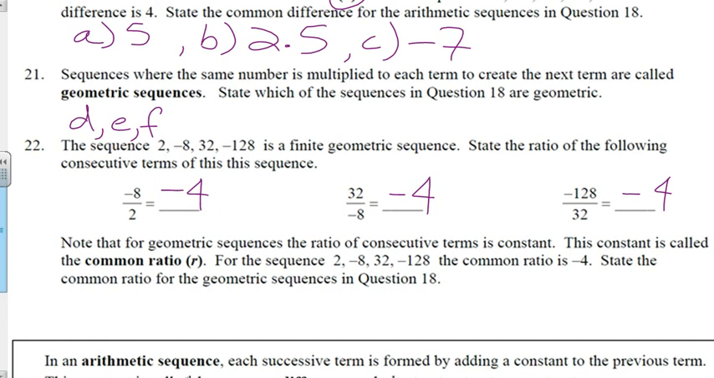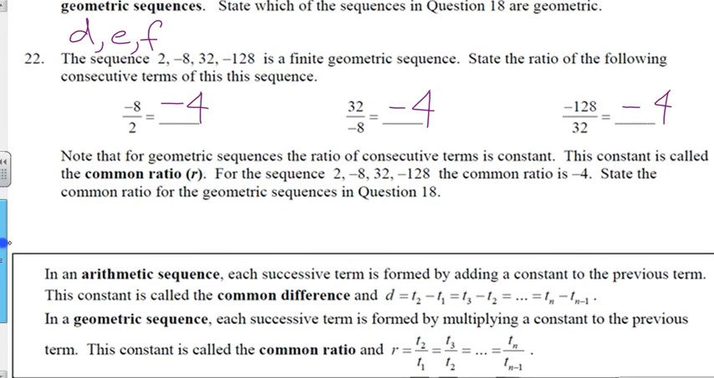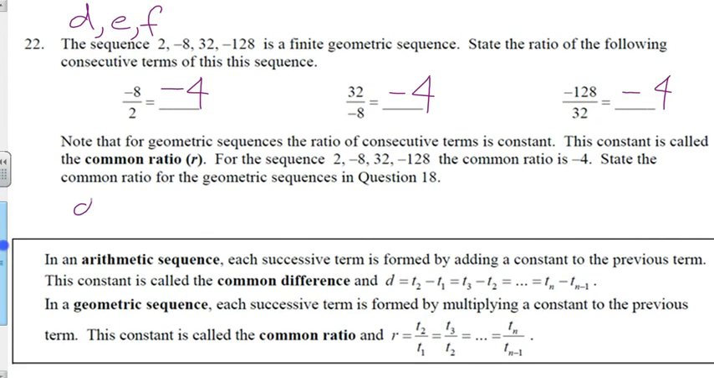State the common ratio for the geometric sequences in 18. So what is it for D? 2. For E? -3. And for F? 1/2.